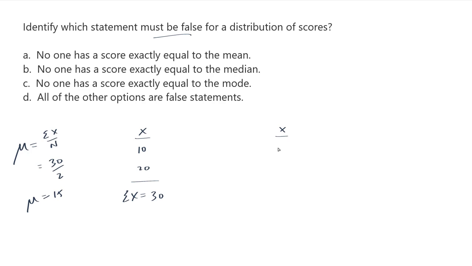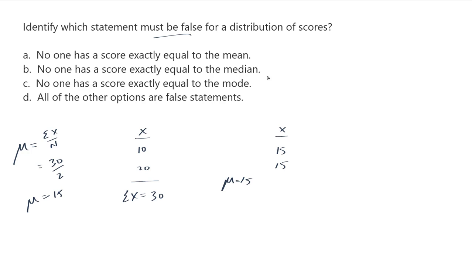I could have a situation where 2 scores are 15, and even without doing any math here, you can see that the average is going to be 15. And so here's a situation where people do have scores exactly equal to the mean. So there's no statement that could be made one way or the other that has to be the case for any or all distributions. Maybe people in the distribution have scores equal to the mean, maybe they don't. Either one is fine. What about the median?